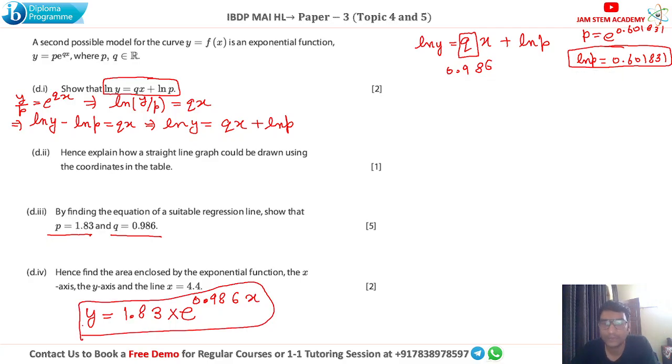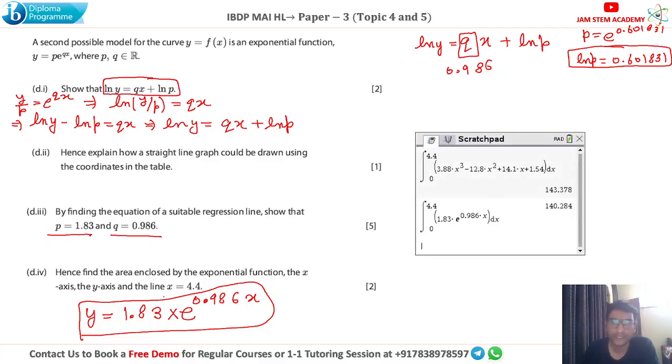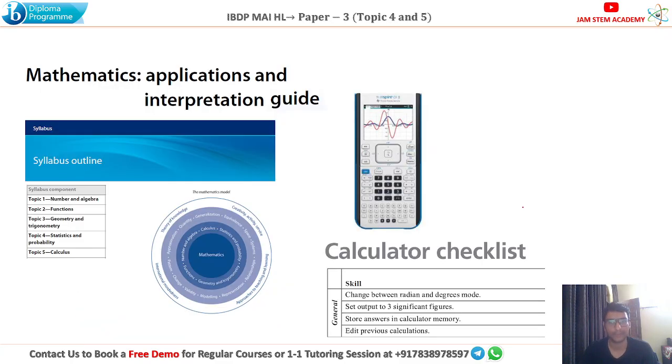In our GDC, we can do that. Once you do this, 0 to 4.4, and enter the same equation over here, this time you will get your answer as 140.284, which is another approximation using this exponential model. So that is the answer for this part.